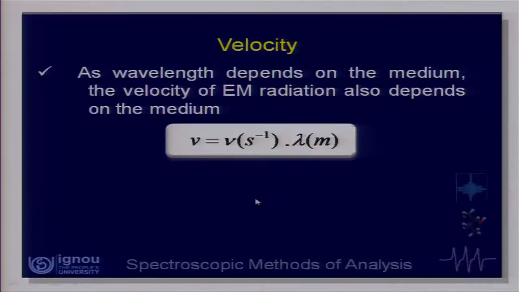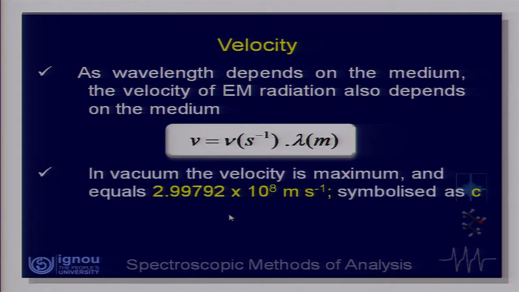Now, we just mentioned earlier that the wavelength of a radiation depends on the medium. Since velocity happens to be the product of the wavelength and the frequency, and wavelength depends on the medium, velocity will also depend on the medium of transmission. And the velocity of radiation happens to be the maximum in vacuum.